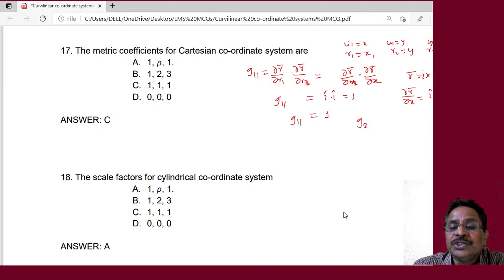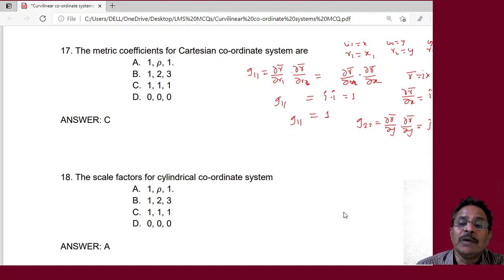Similarly, going for the calculation of g22, that gives ∂r̄/∂y dot ∂r̄/∂y. This is also j cap dot j cap, that is 1. And similarly for the third, g33 gives ∂r̄/∂z dot ∂r̄/∂z, which is simply k cap dot k cap, equal to 1. Therefore option C, 1, 1, 1, is the correct answer for question number 17. The metric coefficients of the Cartesian coordinate system are simply 1, 1 and 1, so that can be obtained very easily.